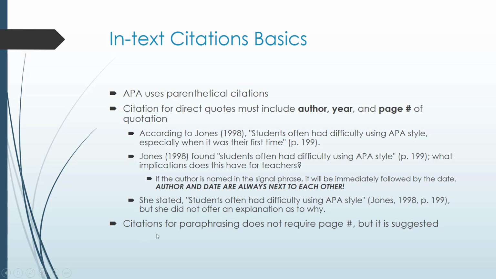Citations for paraphrasing. So paraphrasing, we are going to talk about that a little bit in this class, is when you're taking information and putting it in your own words. So you're taking the knowledge and rephrasing it most of the time to make it fit within your research paper, to make it clear to your readers, maybe to give explanation of the information you're giving. When you're paraphrasing, it does not always require a page number, but it is suggested. I recommend it. If you can provide that information, go ahead and do so. APA doesn't require it for paraphrasing. Page numbers are always required for direct quotes, though.